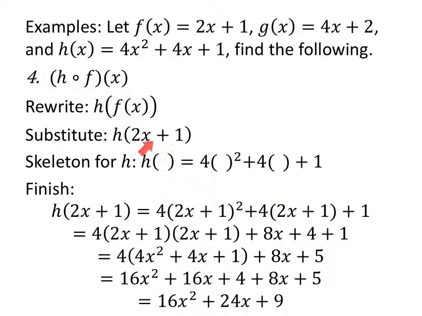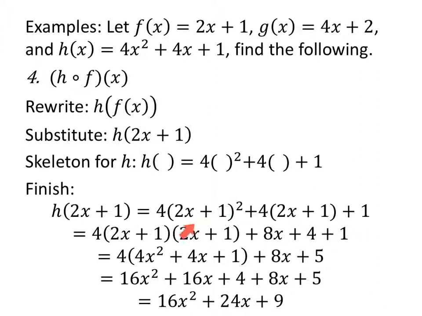In this representation, it's h of x equals. What I really want is h of 2x plus 1. So in the empty parentheses, I'm going to put in a 2x plus 1. 4 times the quantity 2x plus 1 squared, plus 4 times the quantity 2x plus 1, and then plus 1.